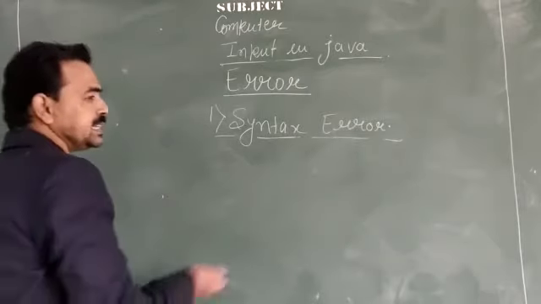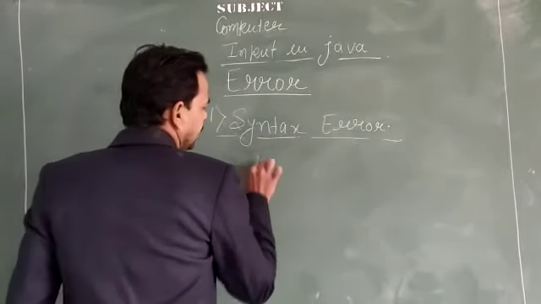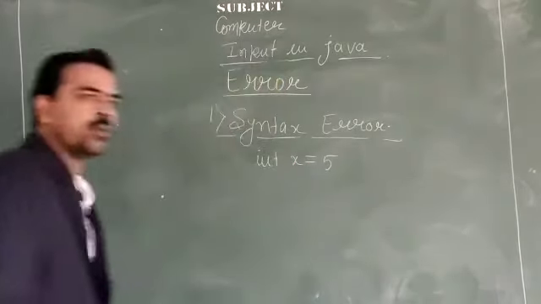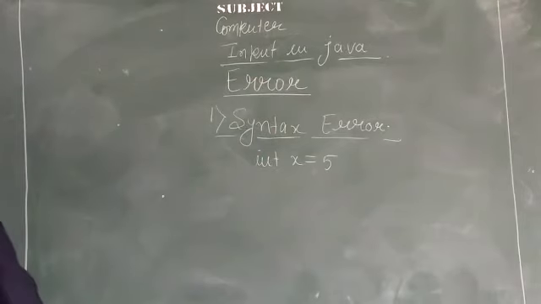Okay, you can write the example of syntax error like int x = 5. We have not put the semicolon over here.